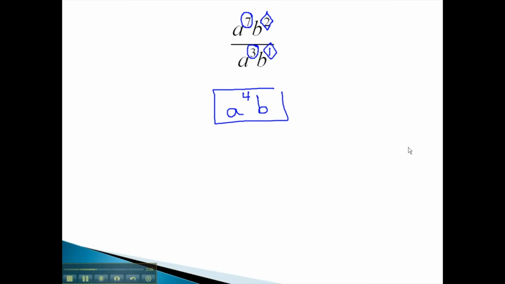Let's try one more example. In this problem, we see we have numbers and variables. We simplify the numbers as always, being careful not to use an exponent property on a base. 8 and 6 are not exponents. We will divide or reduce them like we always have. Both are divisible by 2, giving us 4 over 3.